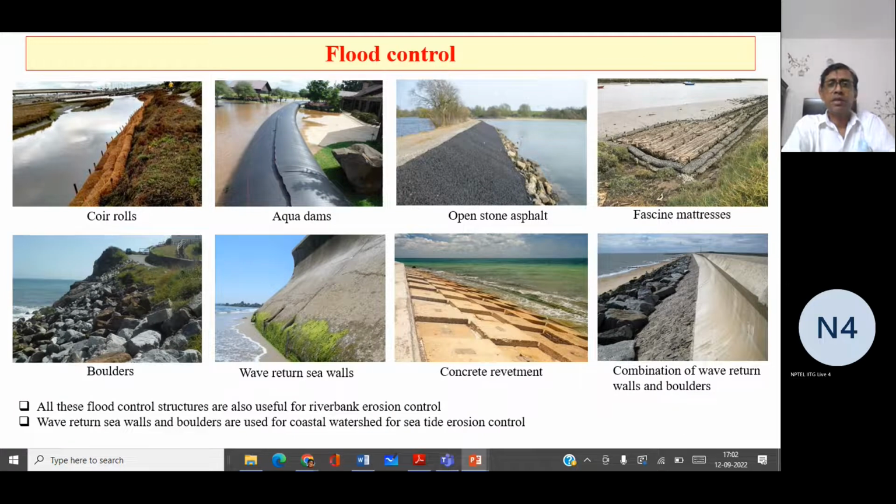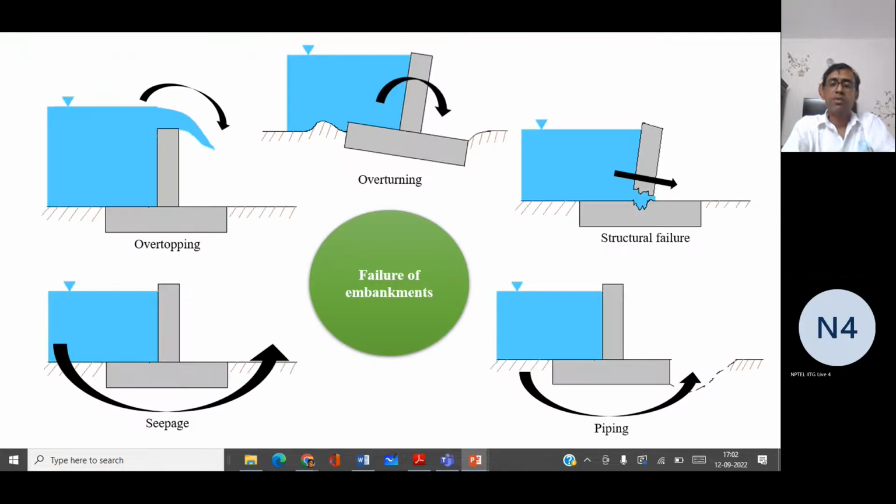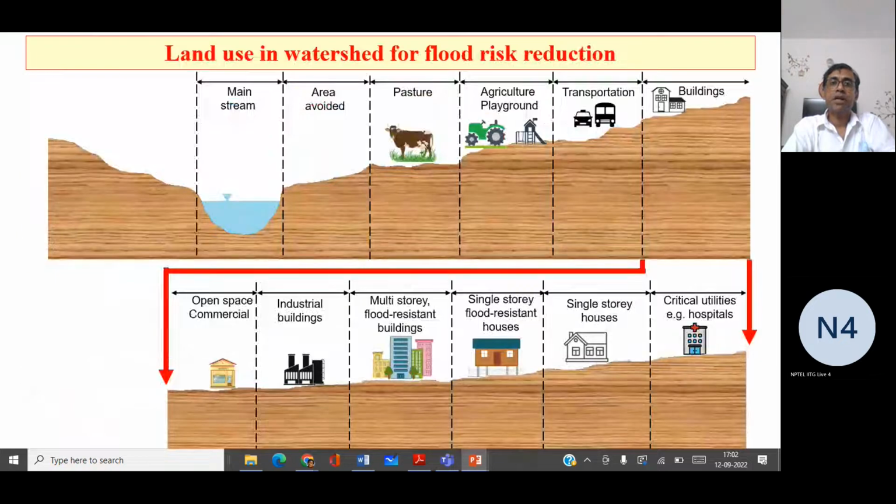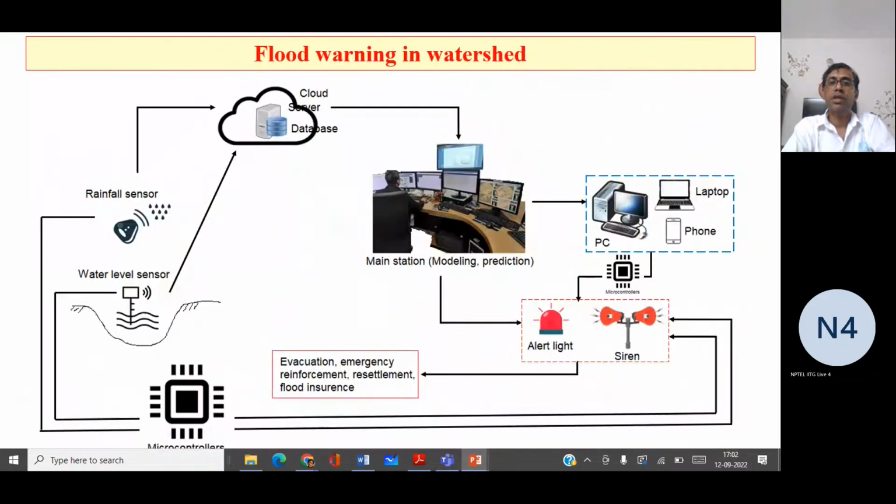Some of the examples are taken from advanced countries. Yes, today they are probably not available in India, but tomorrow they will be. We also discussed the technical principles of overturning and overtopping of structures, how they can twist, and we continued talking about flood warning and watershed.